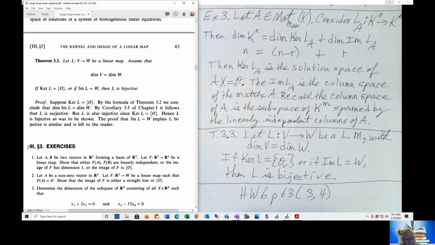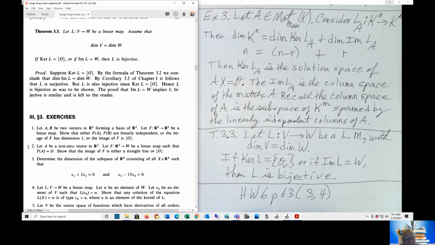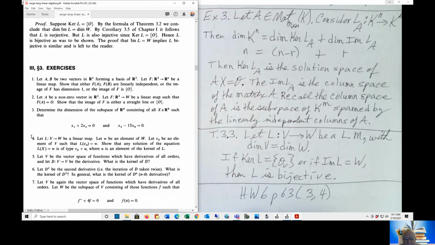So homework 6 is on page 63. The turn-in exercises are numbers 3 and 4. You notice that number 3 there is finding the dimension of a subspace of R4. And number 4 is a very important problem.